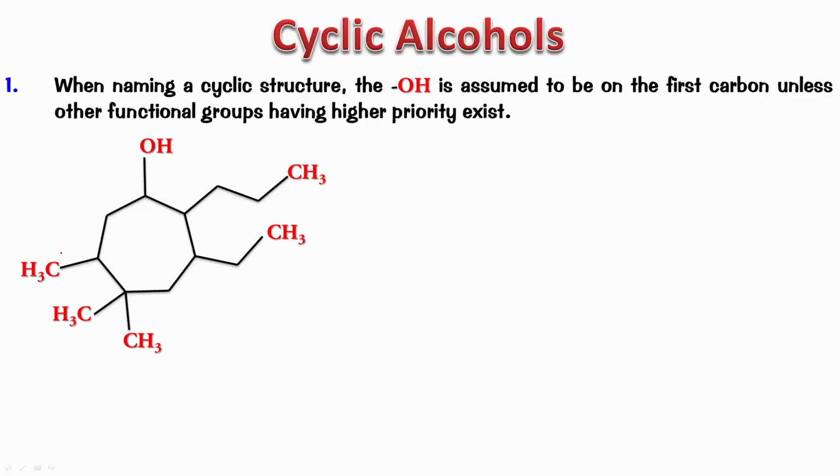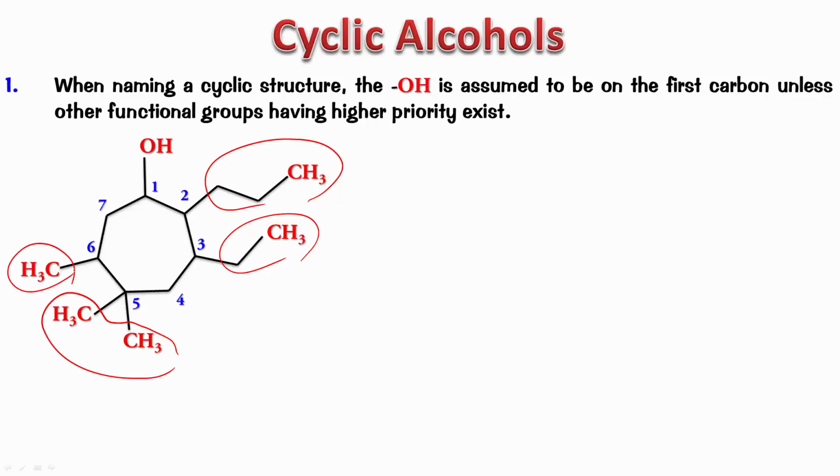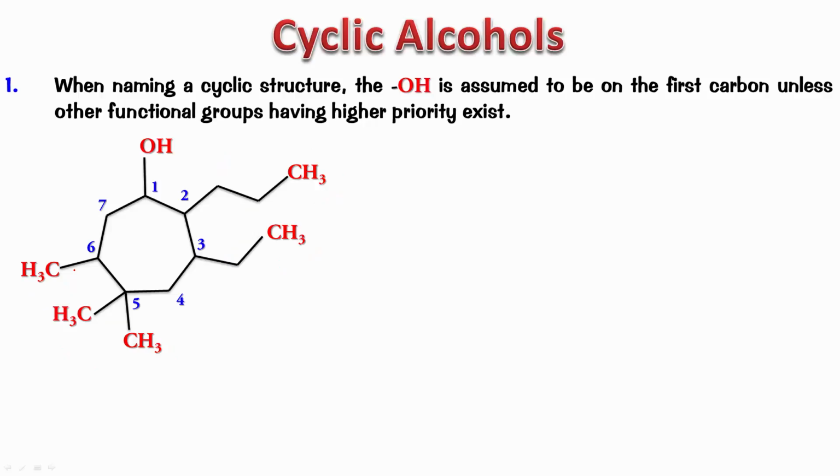So the numbering goes like this: 1, 2, 3, 4, 5, 6, 7. So it's cycloheptanol. And you can use all the substituents here. We got a propyl here, an ethyl here, two methyls and one methyl here. So name the alcohol and check the name. So the ethyl is going to come first. 3-ethyl-5,5,6-trimethyl-2-propylcycloheptanol. Cycloheptanol, yeah.